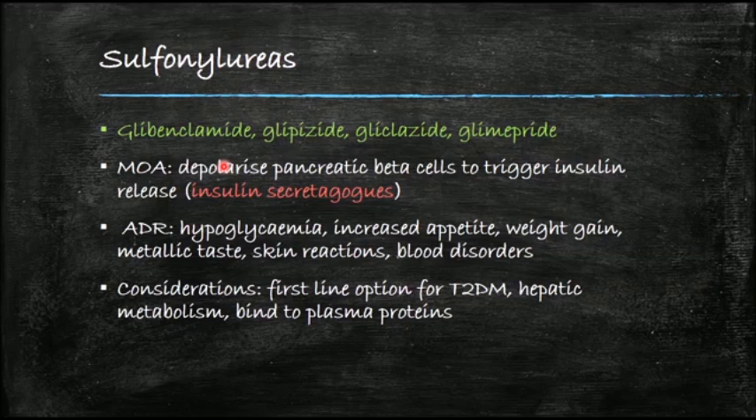But these drugs are what's called insulin secretagogues. So they actually act on the pancreatic beta cells and force them to release more insulin. Because remember, in a type 2 diabetic, the beta cells are there. They just aren't sending out enough insulin for it to be useful. So these drugs come in and force more insulin out.